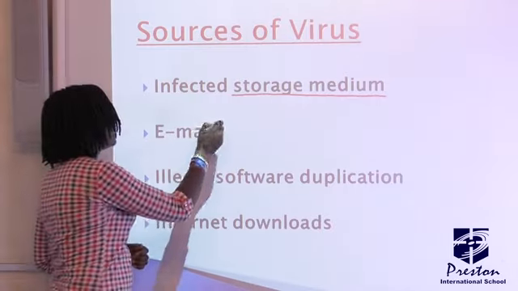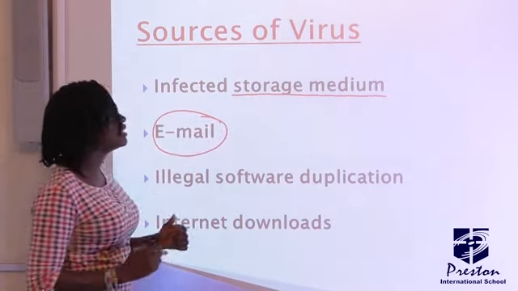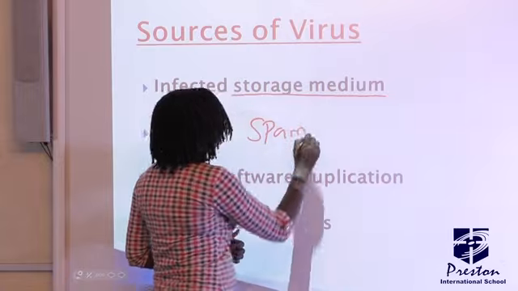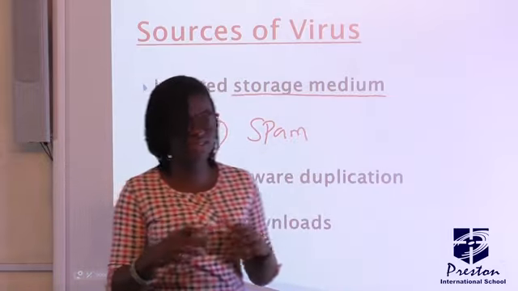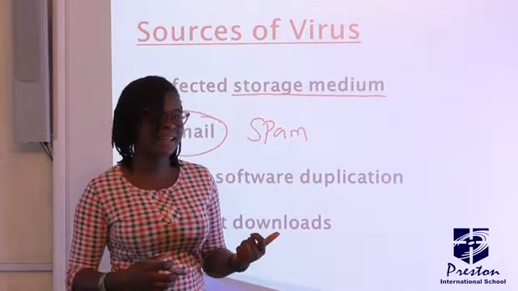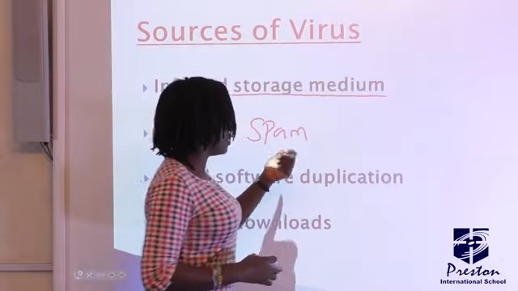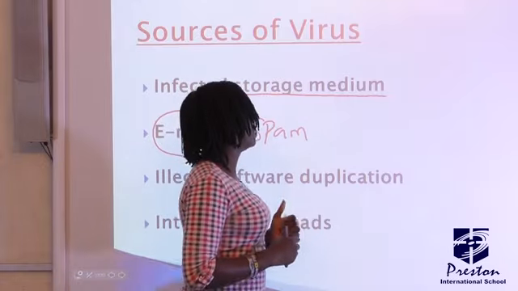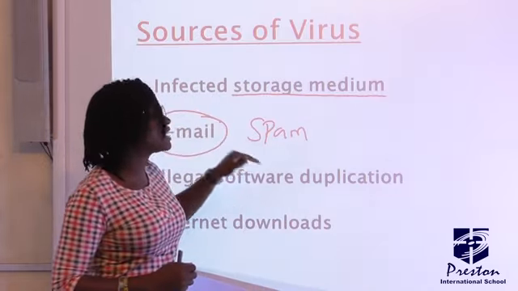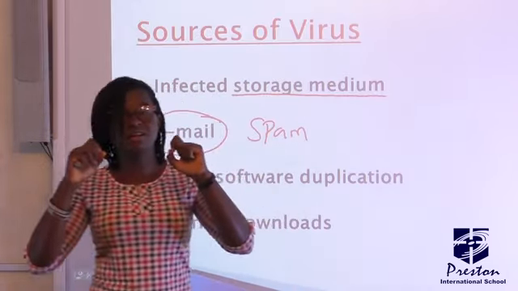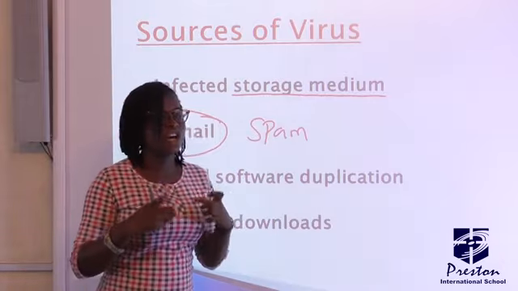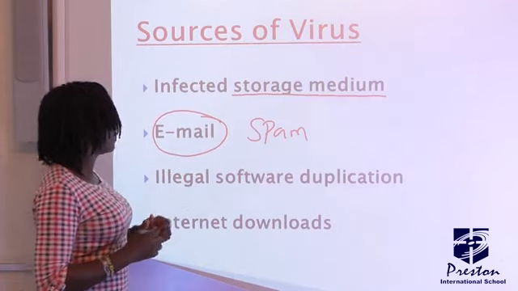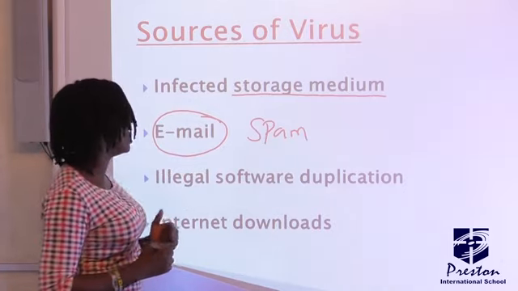Another one is email. If you are familiar with your email, there is a folder called spam. In this spam, you get to see some mails there which you don't know why they are there. These mails are directed there by your service provider, be it Google or Yahoo, to this folder because they did not recognize it to be a mail from a genuine source. So that's another way of getting a virus on your device.